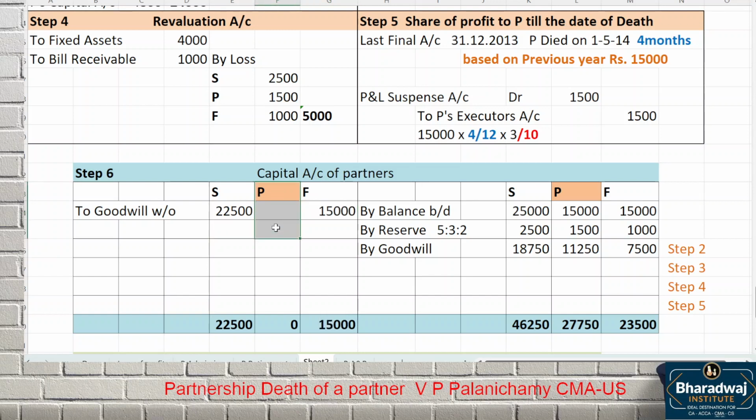Second partner died. JLP: how much did we transfer? Step 3. 5,000. 12,000. There is no revaluation loss.